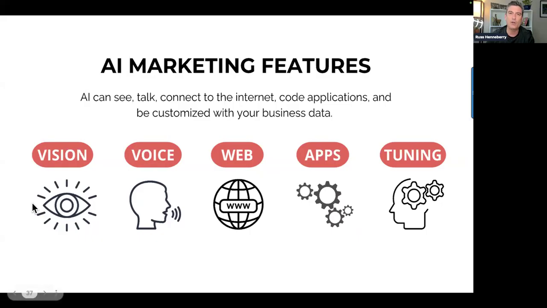Like, can your AI see things? Can it see? Does it have eyes? Can you talk to it? Can it talk back to you? This unlocks different capabilities and use cases for AI in business and marketing. Web connectivity, can it access the internet reliably, right? And find information that's more current rather than just relying on whatever it ingested.